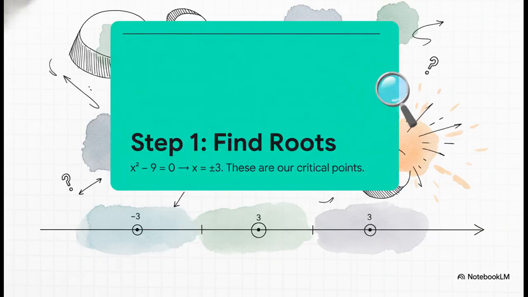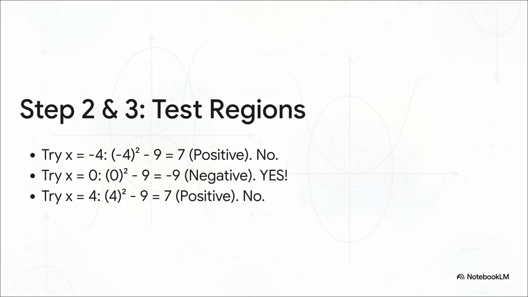Step 1, find those critical points. So we pretend it's an equation, x squared minus 9 equals 0. Super easy to solve, right? x equals positive 3 and negative 3. Boom! Those 2 numbers are the boundaries for our regions on the number line. Okay, now for the fun part, the actual testing. Our points negative 3 and 3 have created 3 different zones.